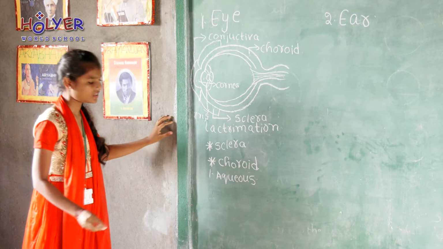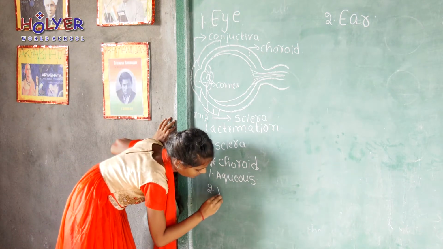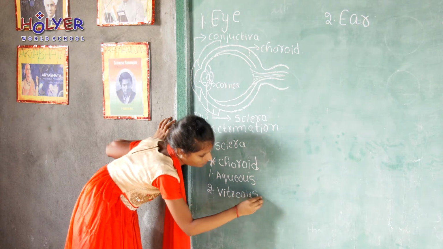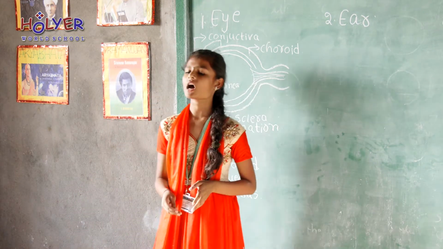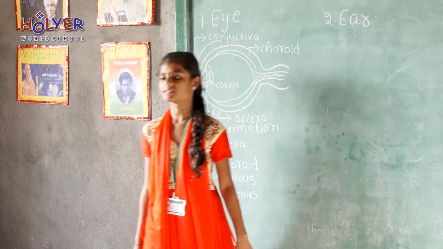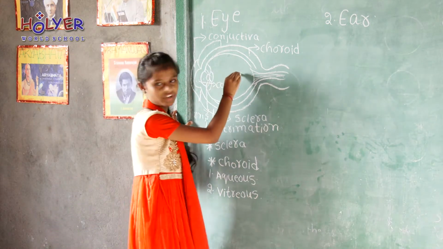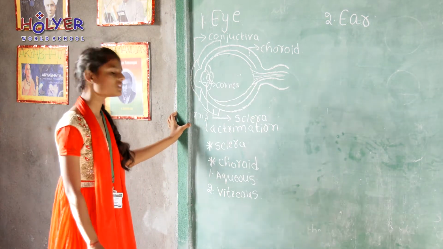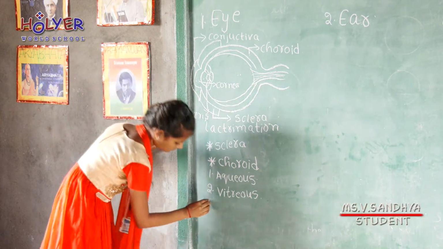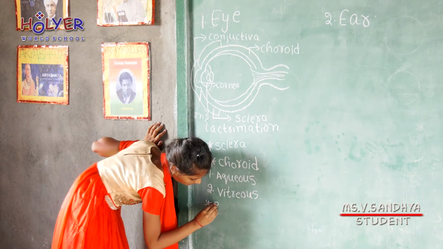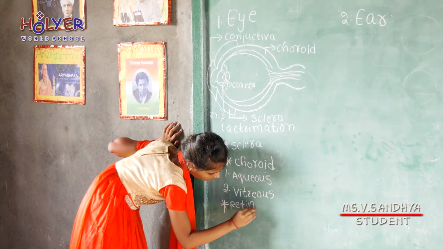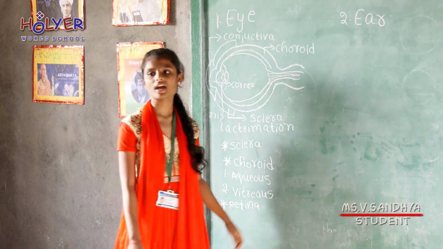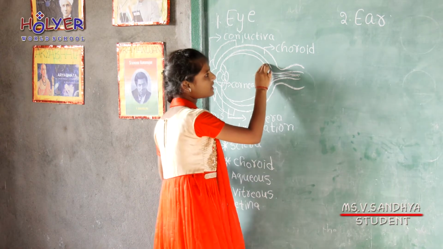And next one is the vitreous chamber. The space present between the biconvex lens and the retina is known as the vitreous chamber. This vitreous chamber is filled with a jelly-like fluid. And the third layer is known as the retina. The thin light sensitive layer present at the back of the eye is known as the retina, and this is the retina.